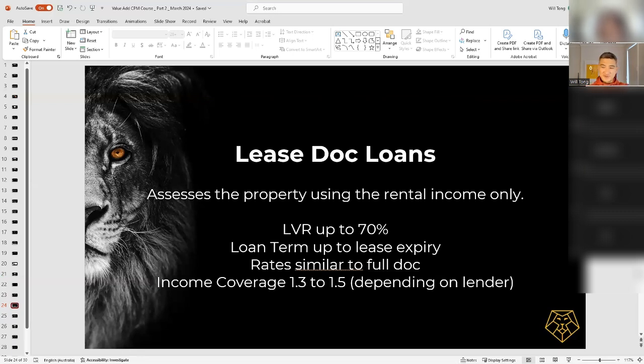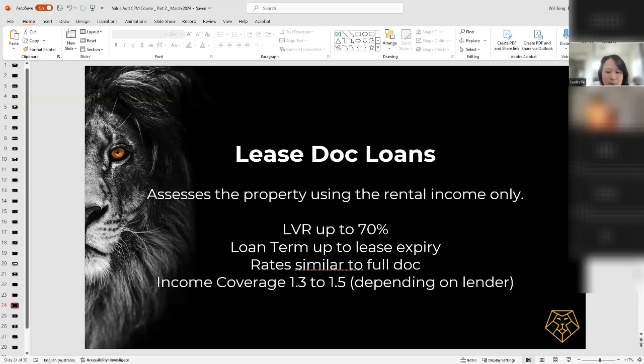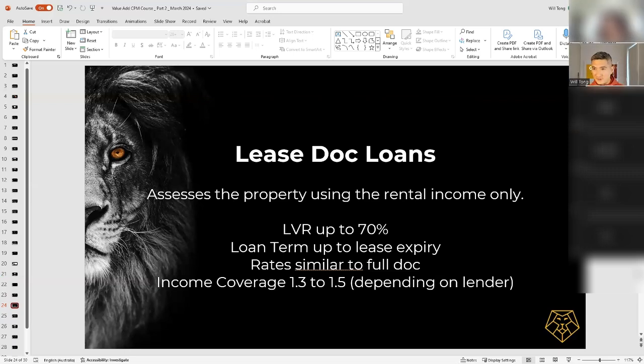I just want to see who's familiar with lease doc. Okay, great, a few of you. Okay, I'll quickly explain what a lease doc means.